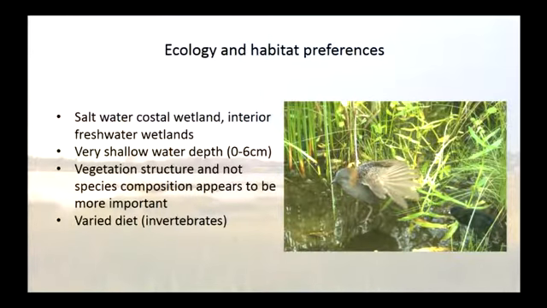The vegetation structure is what's important to these animals, not necessarily the vegetation community, which is why they can also live in freshwater and saltwater. It doesn't matter what kind of plants are there as long as the structure is correct. And they have a very varied diet of basically invertebrates that they find in these marshes.